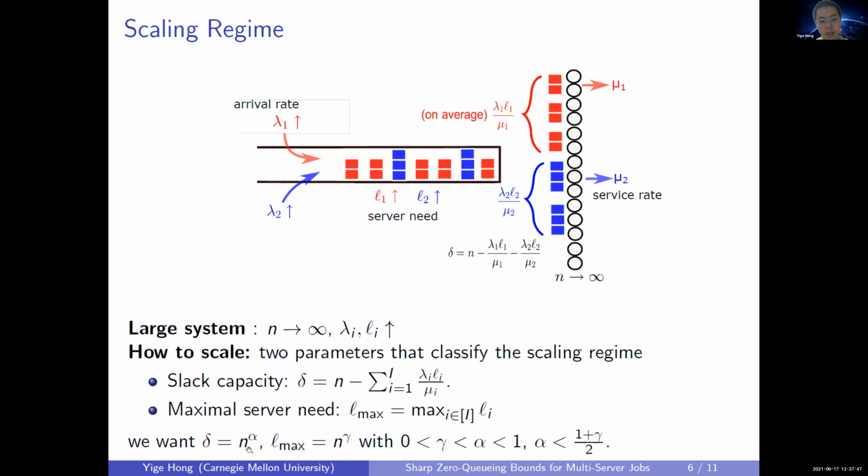We want alpha and gamma to be less than 1, so the slack capacity and maximal server need are diminishing compared with the number of servers. And we also want the maximal server need to be smaller than the slack capacity.